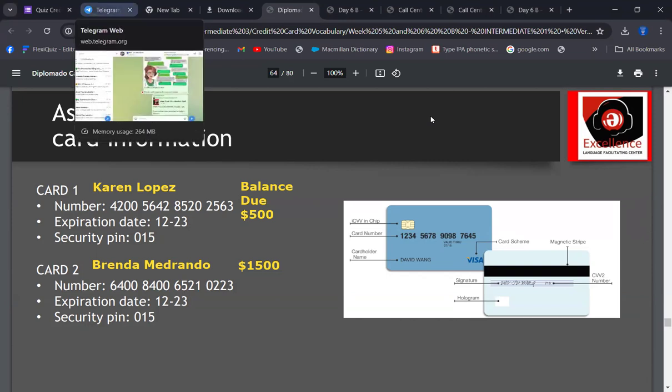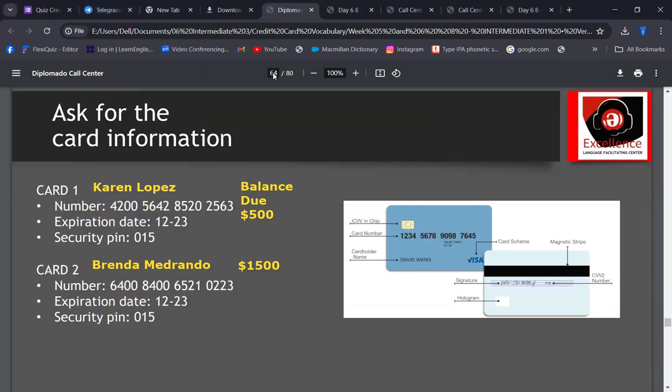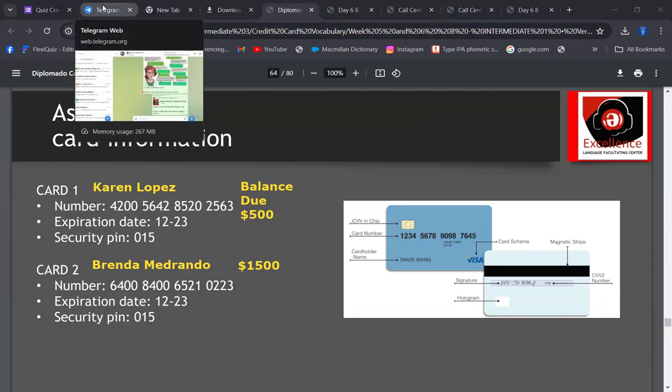Got it. Thank you so much for the information. Karen, can you provide me your expiration date on the card? Sure. My expiration date is 12/23. Okay, thank you so much for the information. Okay, Karen, I can see in my system you have the balance due for 500 US dollars. That's correct? Yeah, that's correct. Okay, thank you so much.